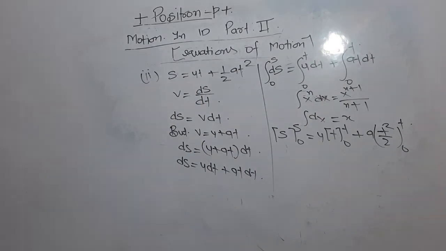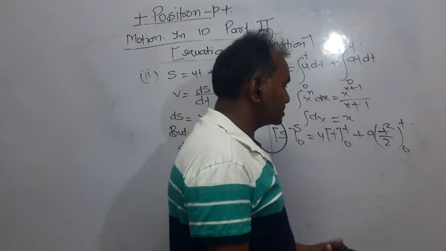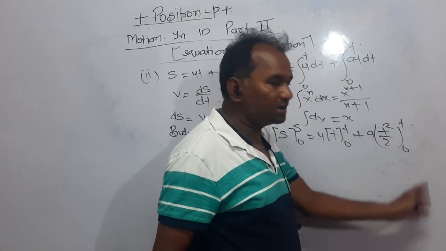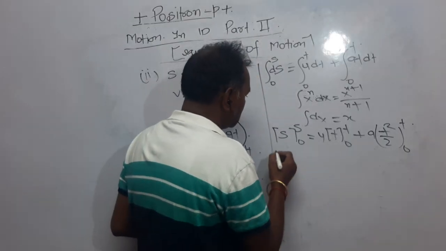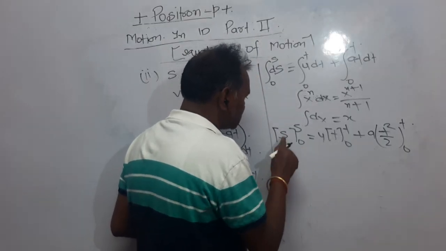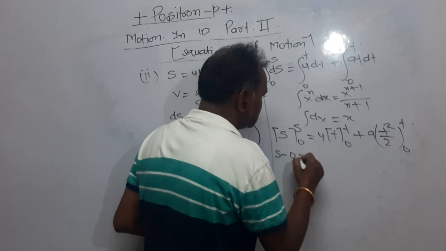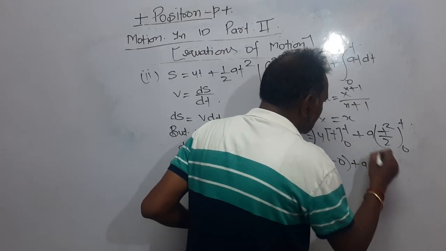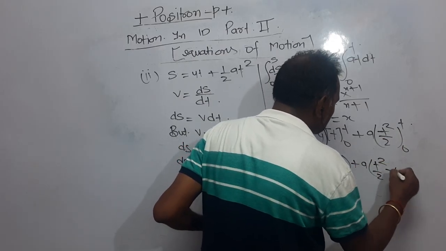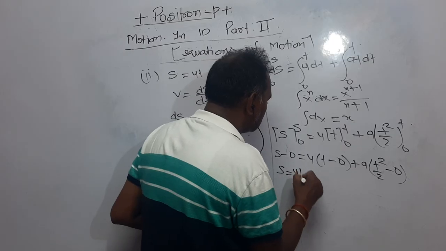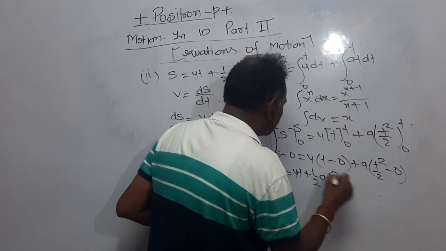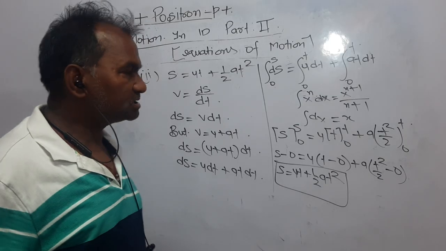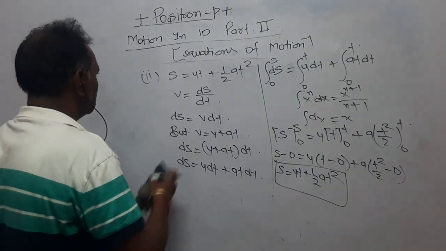I hope you are watching the whole thing. Yeah, that's right. Now, I was a bit suspicious whether this is appearing in the camera or not. Now, dear student, s is s minus lower limit 0. You replace the t by upper limit minus lower limit, plus a, replace the t by upper limit minus lower limit. So it is s equal to ut plus half at square. This is the way we proved s is equal to ut plus half at square.